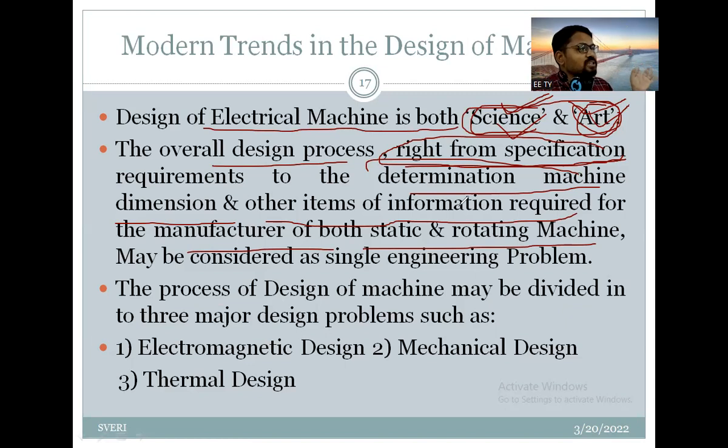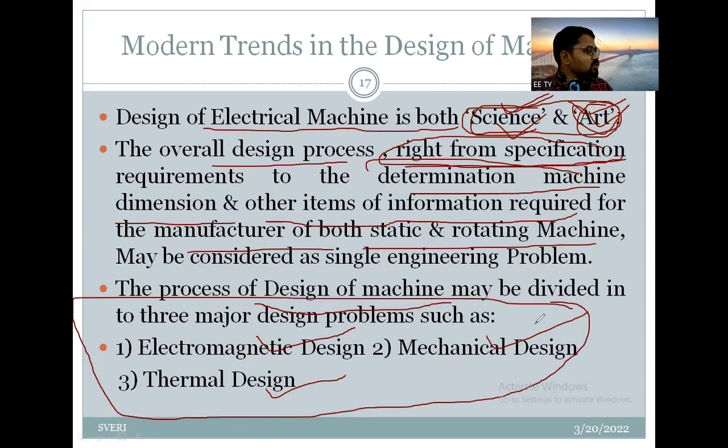Now, whatever this information is, we are going to take reference to it whenever we design that electrical machine with the modern trends. So see, as far as the modern trends are concerned, the design of a machine is basically divided into three parts. Which are the three parts? Electromagnetic design, mechanical design and thermal design. Please keep in mind, many times this MCQ question is asked in the examination: as far as the modern trends of the design of electrical machines are concerned, it is divided into how many parts? It is divided into three parts: electromagnetic design, mechanical design and thermal design.